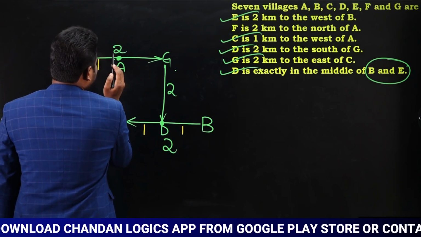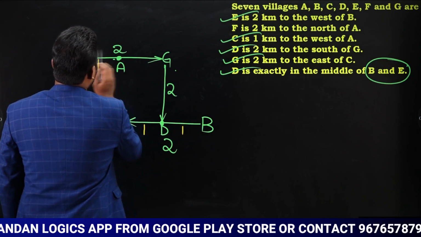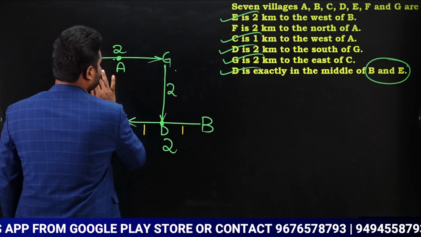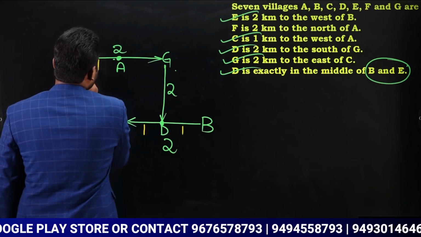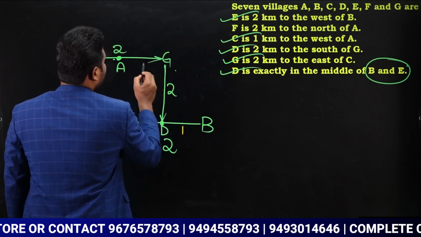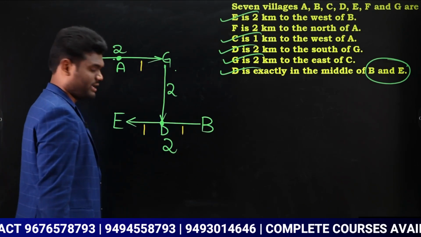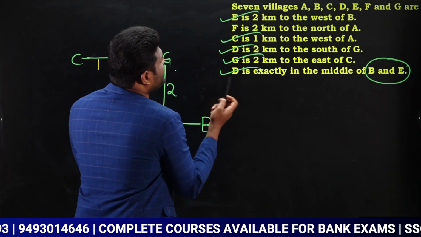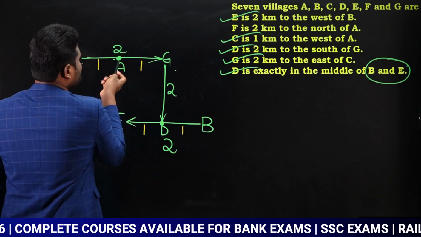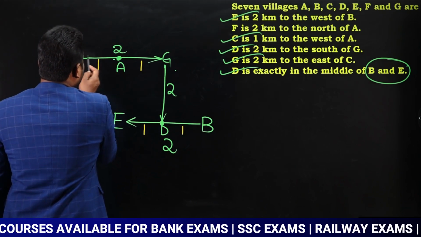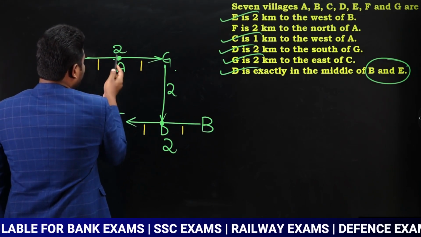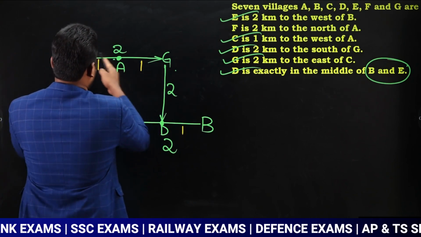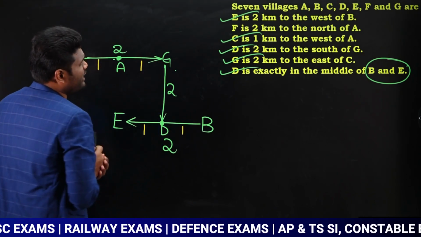Which means A is going to be exactly in the middle of CG. Yes or no? Exactly in the middle of CG. Which means distance between CA is 1 kilometer. Distance between AG is also 1 kilometer. Is that clear? Why? Means it's clearly mentioned in the question. C is 1 kilometer to west of A. So definitely A should be here. For A, 1 kilometer west, there is a C. If this is 1 kilometer, even this should be 1 kilometer. Why? Means distance between these two is 2 kilometers.